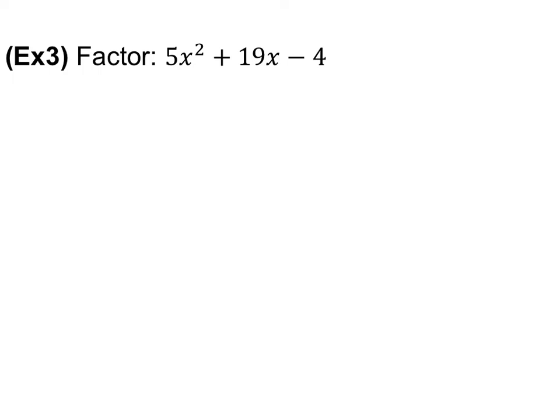Example 3, factor. First step of factoring, is it in standard form? Yes. Second step of factoring, can I take out a greatest common factor? I can't in this one. Third step, how many terms are there? There are 3 terms, and the leading coefficient is 5. Since it is not 1, I'm going to do criss-cross split the middle term.